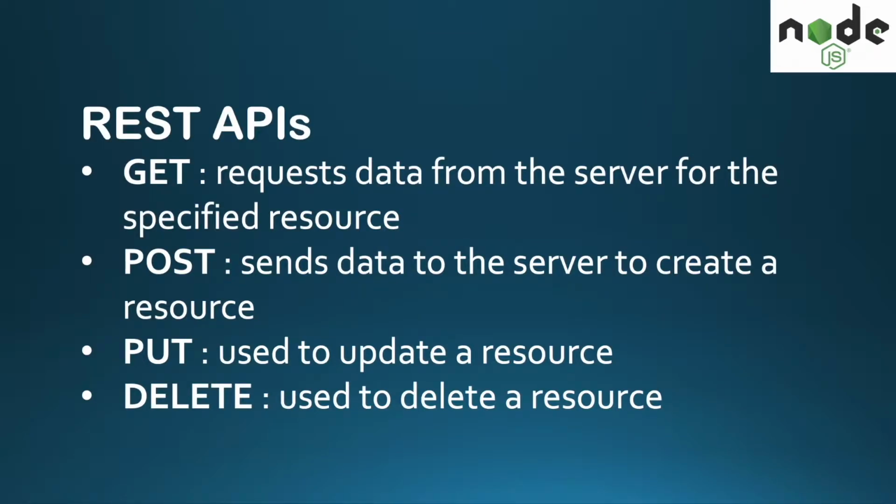So just recalling, there are four commonly used REST APIs: get, post, put and delete. Get we had defined and learned in the previous video. In this lesson, we will cover post, put and delete. So what is post? Post is used to send data to the server to create a resource. Put is used to update a resource and delete is used to delete a resource.